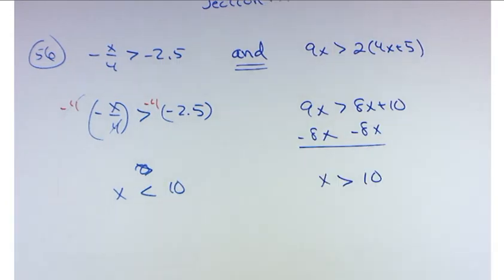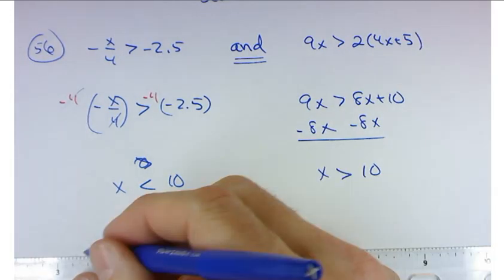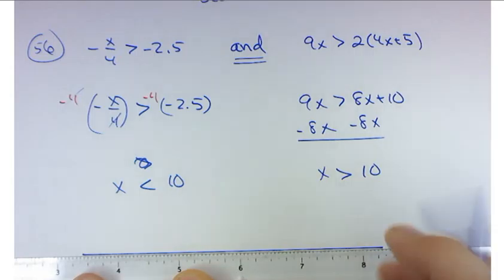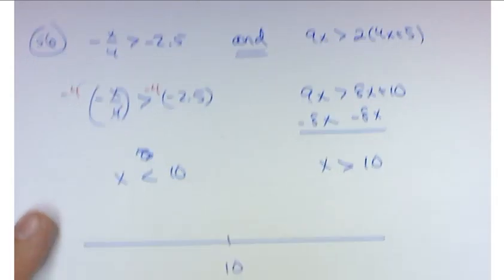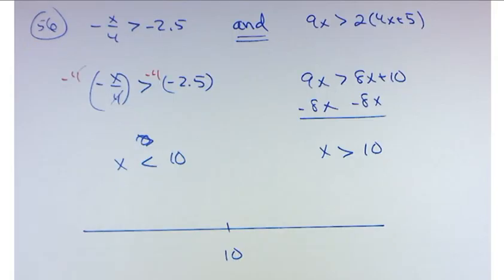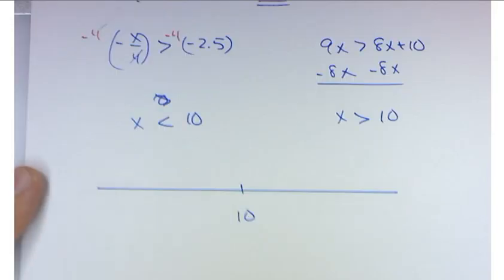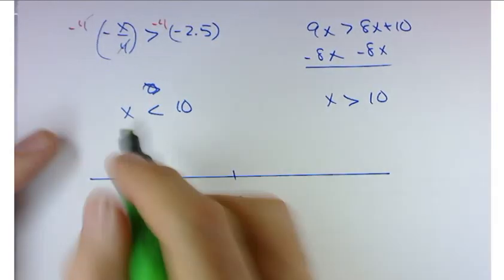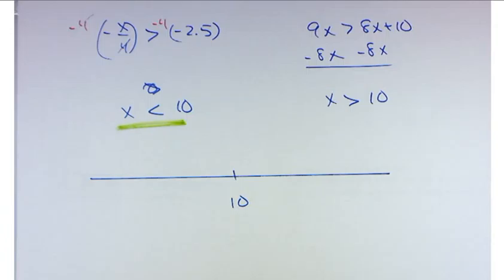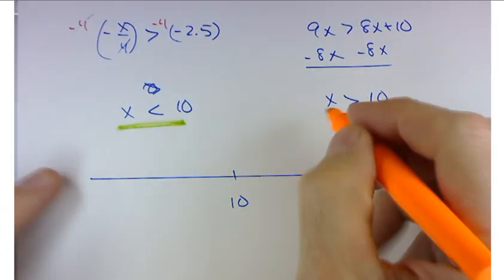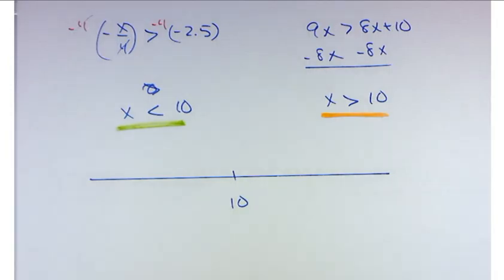So let's graph these and see what that looks like when I graph them. So we'll draw ourselves a number line. There's really only one number that I need to put on it, and that'd be the number 10. And then I want to graph both of these. So I'll use green for this one. And I'll use orange for this one. Hopefully that shows up okay.